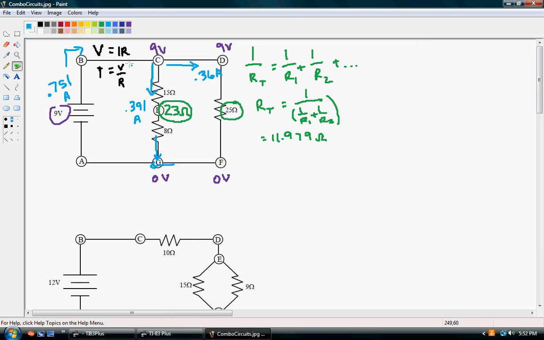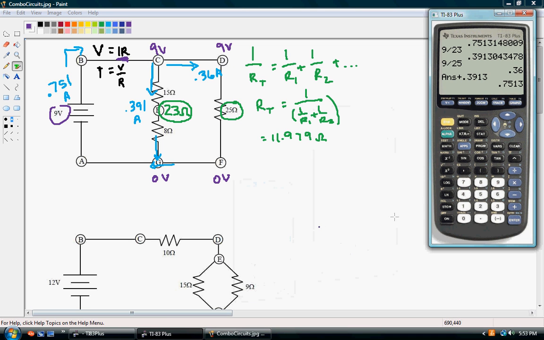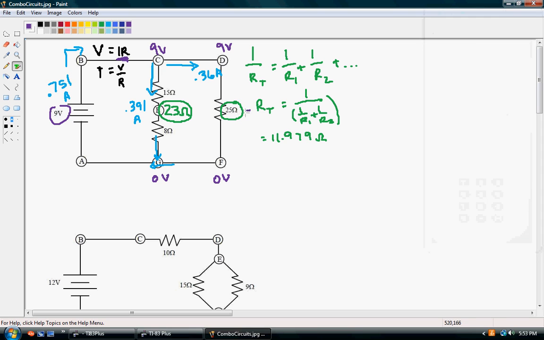Alright, if we want to figure out the voltage used by each resistor, it's going to be our current times our resistance. So for the 25 ohm resistor, our current was 0.36, and we can multiply it by our resistance, which was 25, and we get 9 volts, which makes perfect sense because we had 9 volts going in, we used 9 volts, and now we have 0.